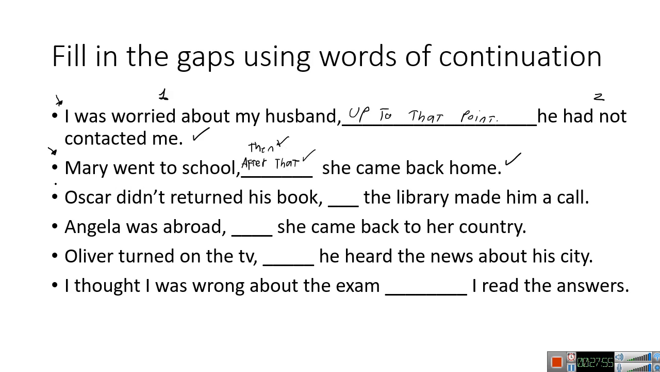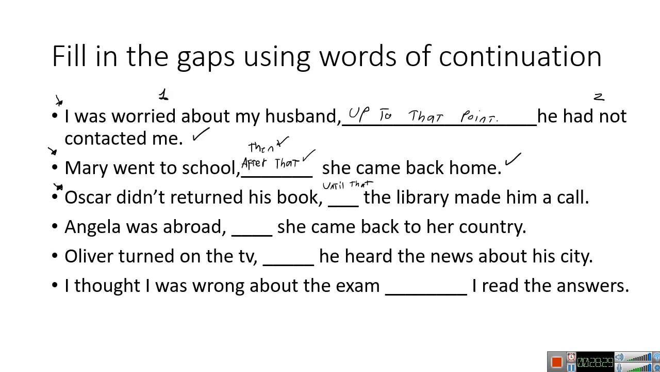Now let's go with the third sentence. Oscar didn't return his book. The library made him a call. Until that? Oscar didn't return his book until that the library made him a call. Yes, that works. Or we can also say, until that happened, the library made him a call.